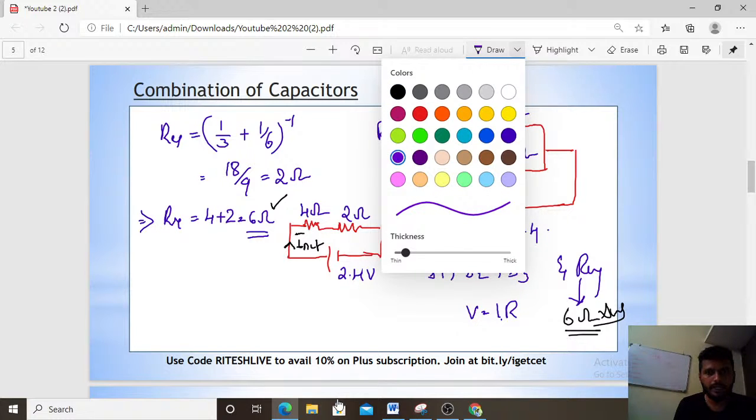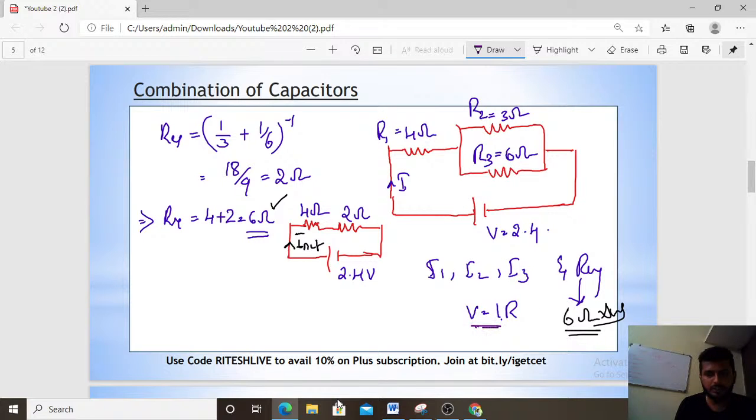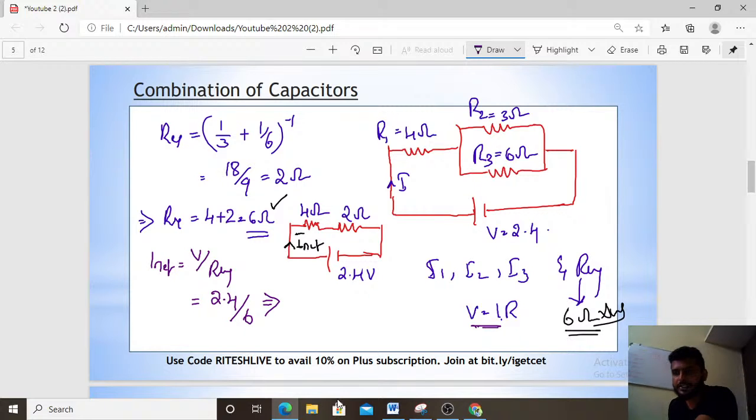Simple. I net is nothing but V is equal to I into R, you know the equation. So I net is equal to V divided by R equivalent. Okay, so V how much? That is 2.4 divided by R equivalent. R equivalent I found from the last answer, that is 6. So I will get 2.4 divided by 6. How much? 2.4 divided by 6.